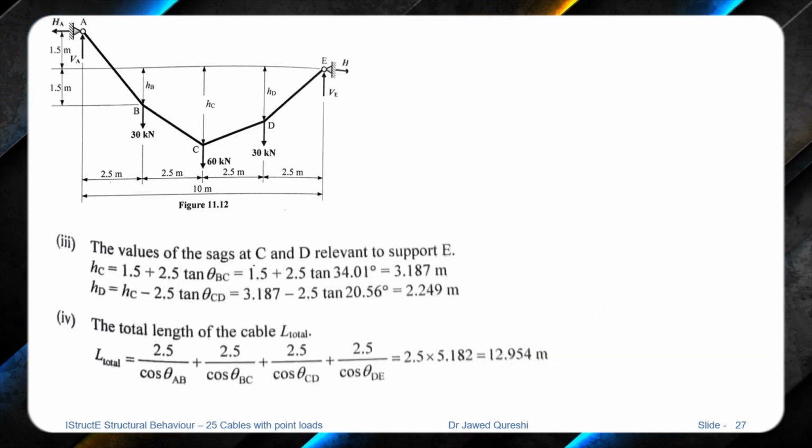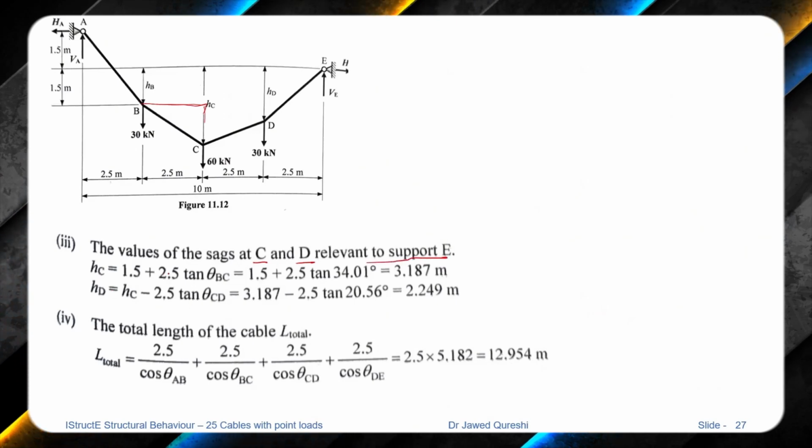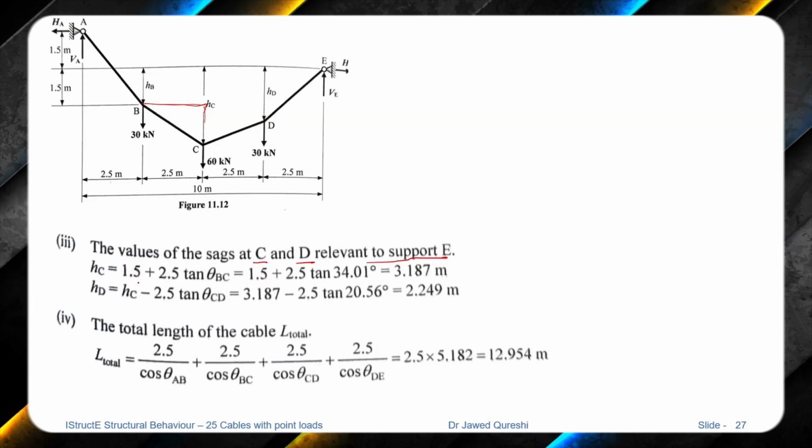And finally we have to determine the values of sag at C and D relative to support E. So here we sum up all the vertical components.